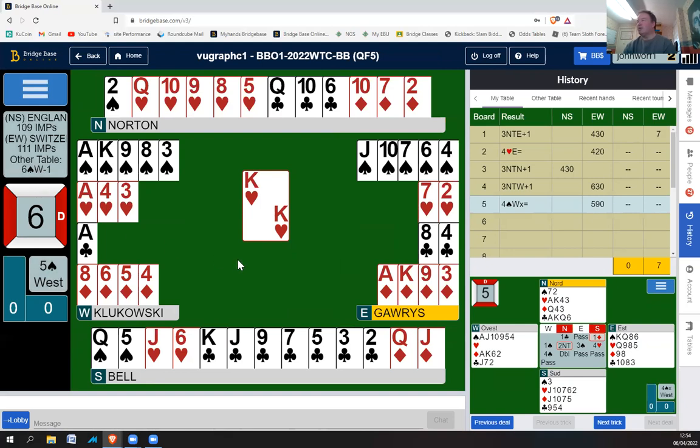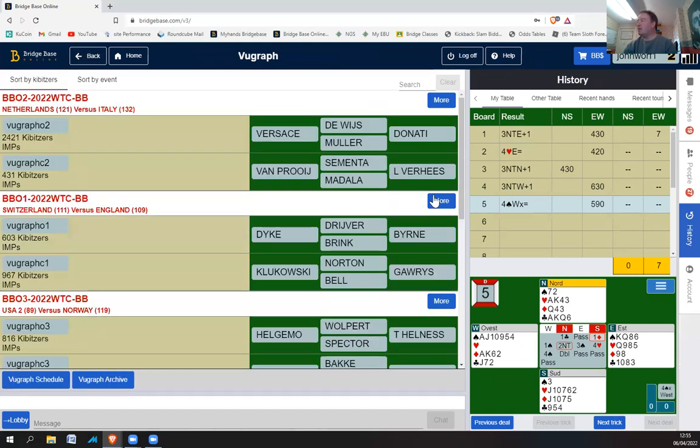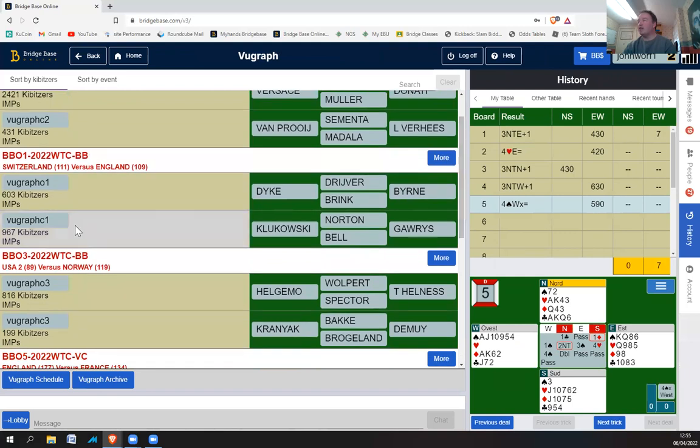So bad news. It looks like Switzerland have stayed out of the slam, and they're going to get a decent score here. They're going to pull ahead even more, getting about 10 or 11 IMPs for avoiding going into that slam. So that's how you watch interesting matches. These are internationals, so imagine the World Cups. This is the quarterfinals at the moment.